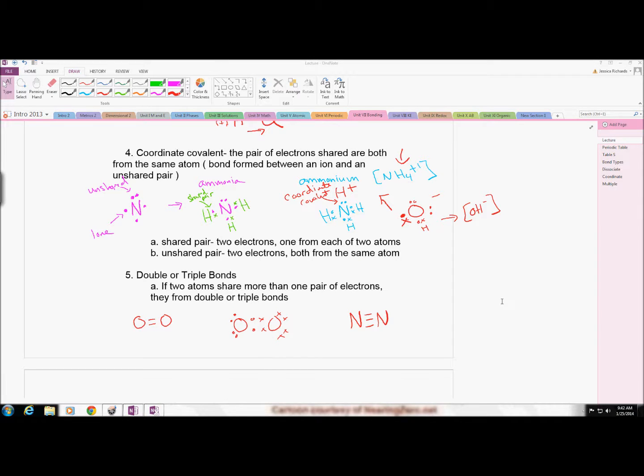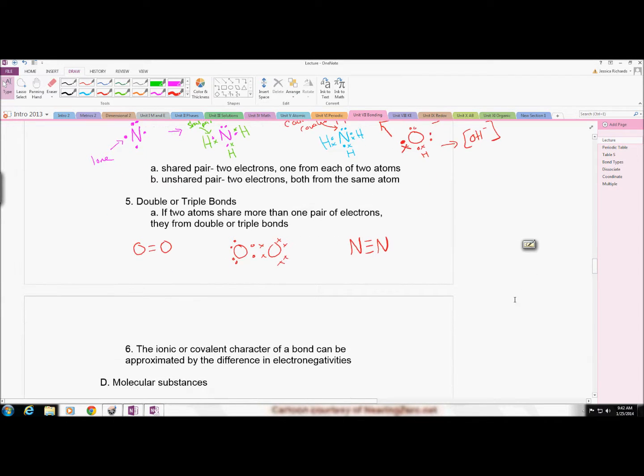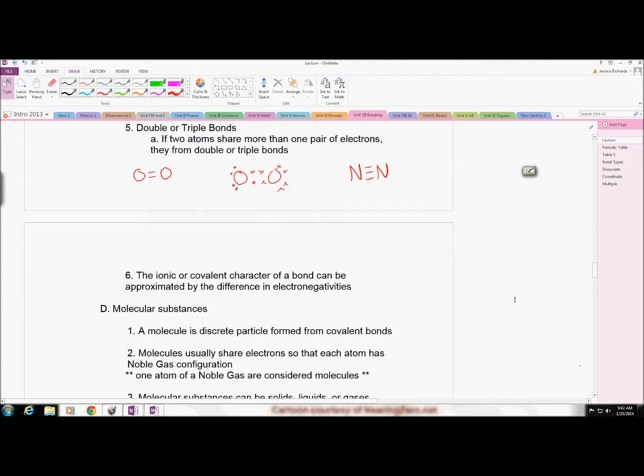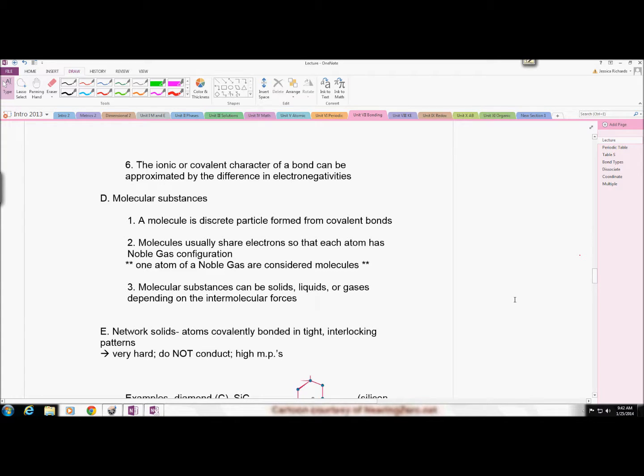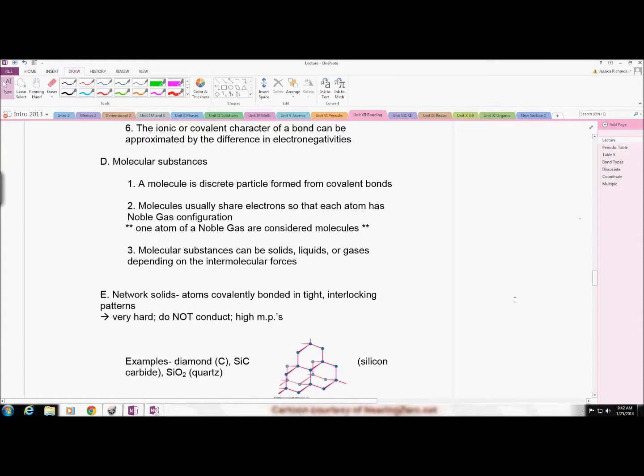When we talk about ionic and covalent bonds, there's a range, and how ionic or covalent a bond is is based on the difference in the electronegativities. So they will talk about the ionic character or the covalent character, and it's not a set cut-off point. It's more like a rainbow, and it gradually changes from one to the other.